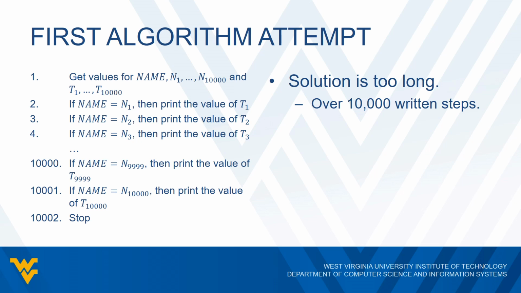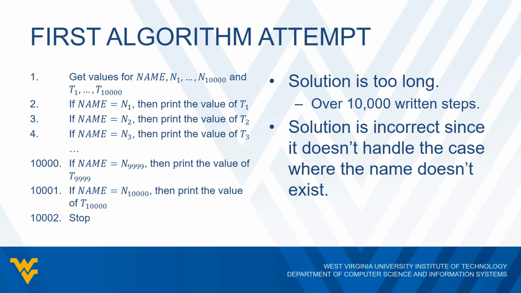Nobody's going to want to write out 10,000 steps. This is not happening. And then the other issue is this solution isn't correct, because all we've done here is check to see if the name exists in the list. What about the case where the name does not exist? We don't say anything here that says, well, the name's not there. It's just, okay, if it's not there, end of story. We're done. We don't do anything about it. So this isn't even correct.